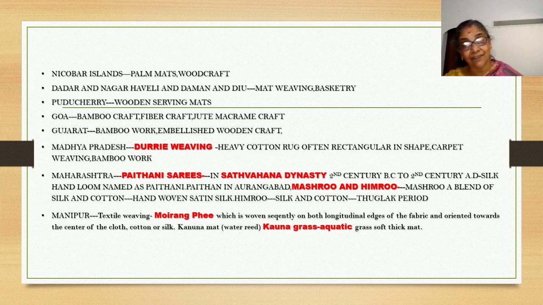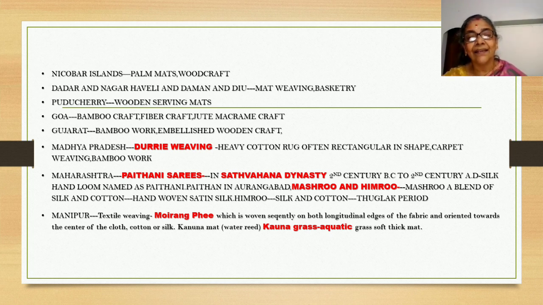It originated in the Satavahana dynasty, from 2nd BC to 2nd AD. So Paithani, that is in Aurangabad. That is a place of Paithani sarees in Aurangabad. Aurangabad is famous for the Ajanta Ellora caves, and so it is related to history. Then mashru, a blend of silk and cotton. It is a hand woven satin silk. Satin silk, you know, has a silky smooth surface, at the same time some cotton, it is a blend of cotton and silk.